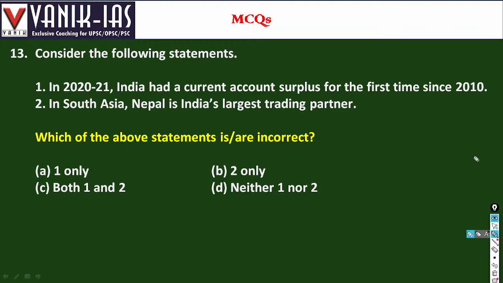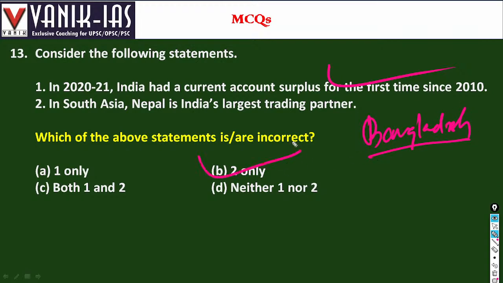Consider the following statements: in 2020-21, India had a current account surplus for the first time since 2010. In South Asia, Nepal is the largest trading partner. The first statement is right. In 2020-21, India had a current account surplus for the first time since 2010. The second statement: in South Asia, it is not Nepal, it is Bangladesh. Bangladesh is the largest trading partner of India in South Asia. So only the first statement is right.